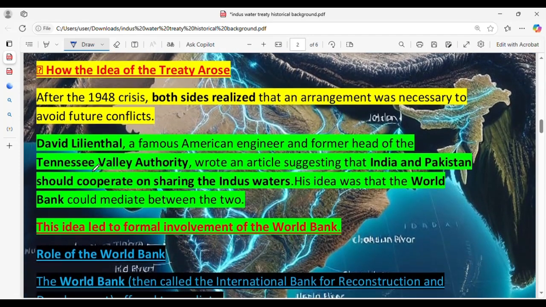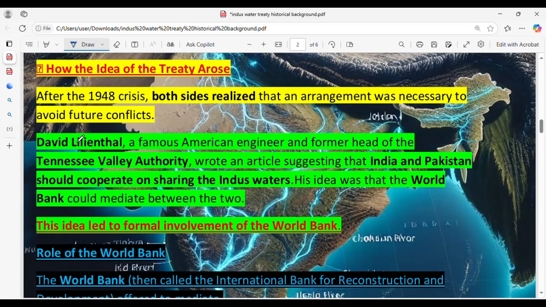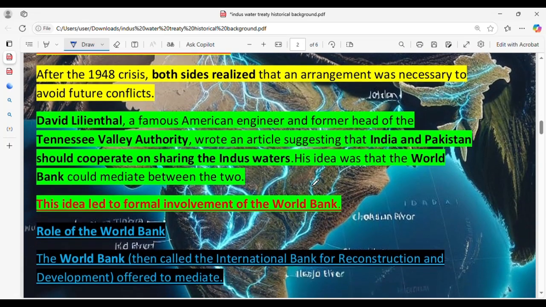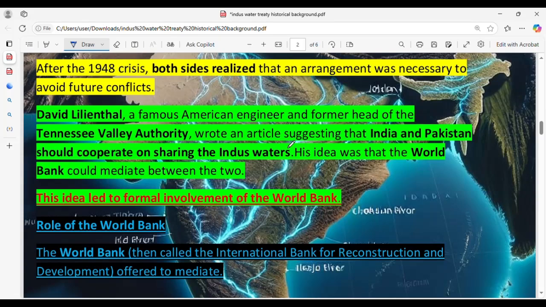So David Lilienthal, a famous American engineer and a former head of the Tennessee Valley Authority, wrote an article suggesting that India and Pakistan should cooperate on sharing the Indus waters. So basically the idea arose from David Lilienthal, an American engineer, who suggested that India and Pakistan should cooperate on sharing the Indus waters. His idea was that the World Bank could mediate between them.